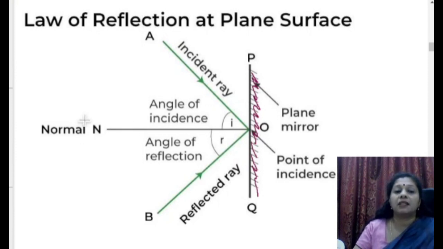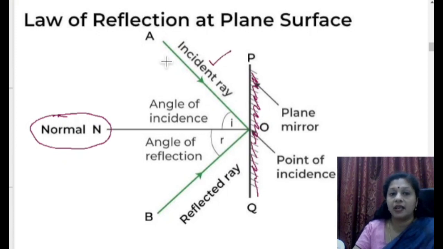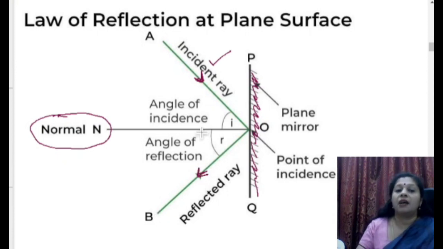The perpendicular is called a normal and the light falling is called an incident ray. So here A is the incident ray. The arrow mark will show you which is the incident ray. And you can see this is going out, so the arrow should be on this side. This is the reflected ray. B is the reflected ray. Now this normal is there. There is an angle formed between the normal and the incident ray. This angle is called the angle of incidence. The same way, the reflected ray also makes an angle with the normal, that is called the angle of reflection.